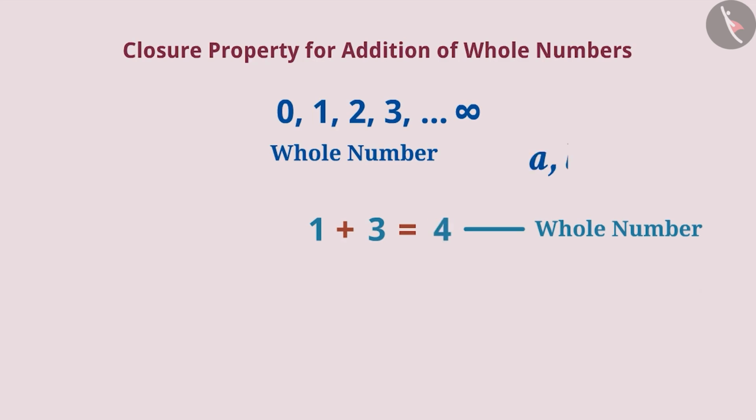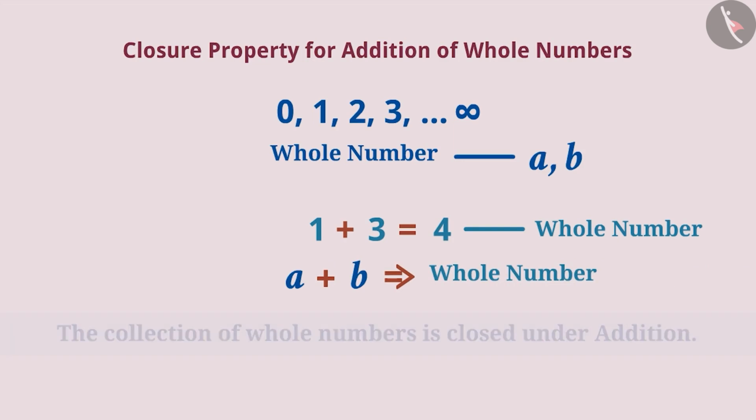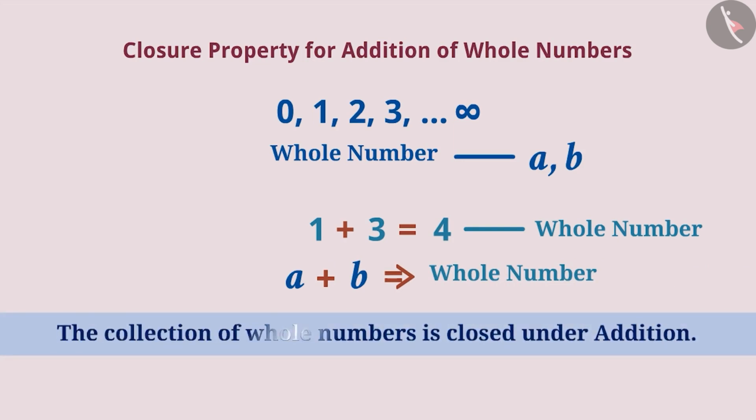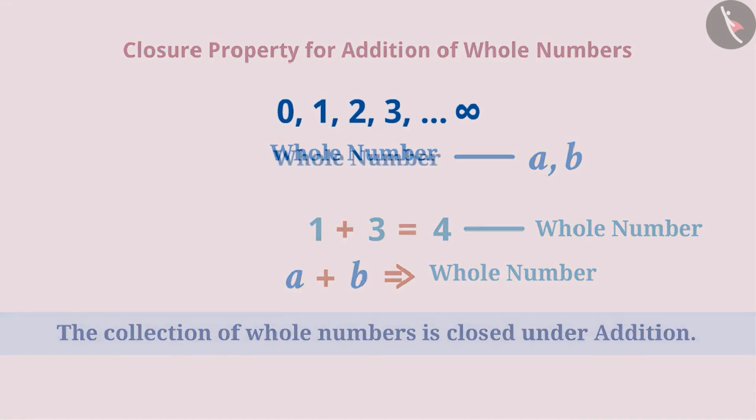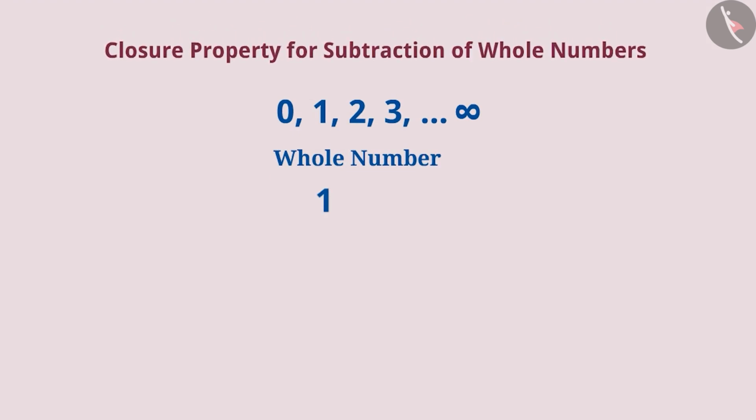Yes, we can say that the sum of any two whole numbers, a and b, is always a whole number. That is, the collection of whole numbers is closed under addition. Instead of addition, if we subtract any two whole numbers, will the result be a whole number?